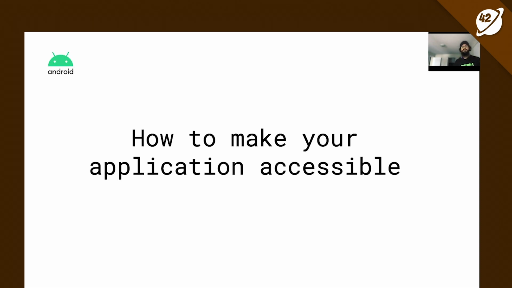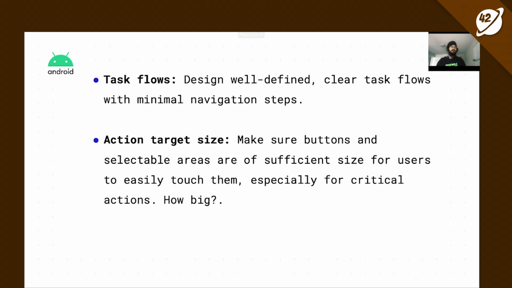So now we will see how we can make our applications more accessible and make sure that there are no issues with their user interfaces. The first thing is the task flows. This is not basically the design of your user interface. It's the process of completing one particular task in your application, for example, forgot password or reset password. We need to define very well-defined, clear task flows so that users can easily find those steps and easily navigate using them.